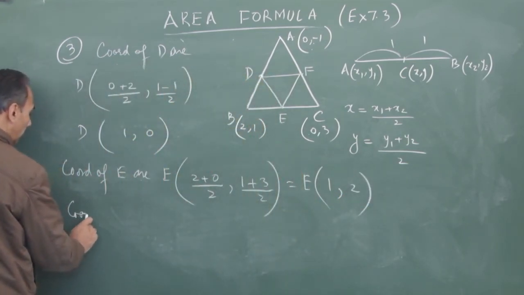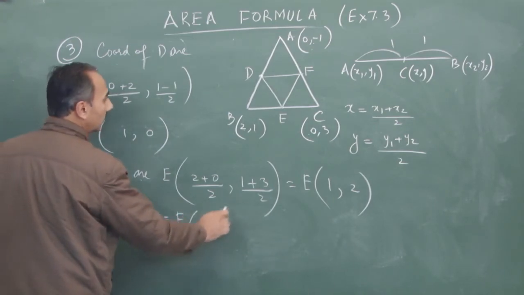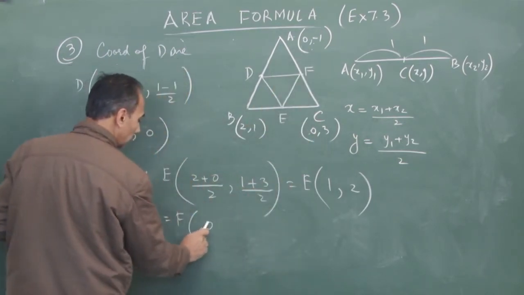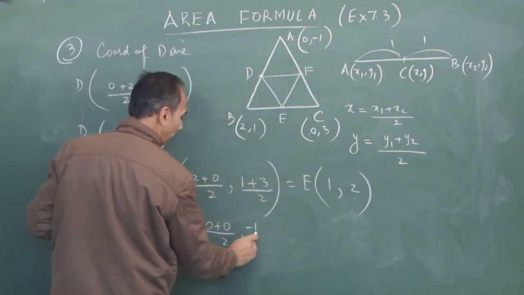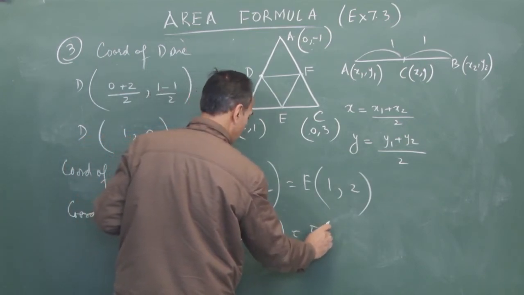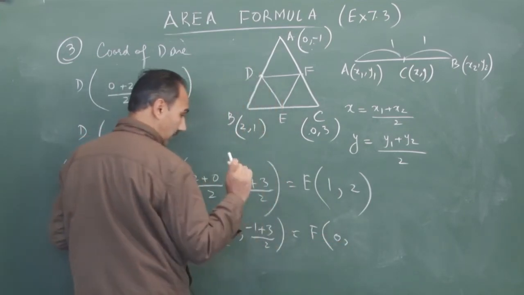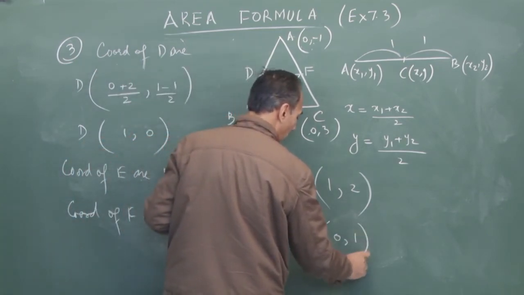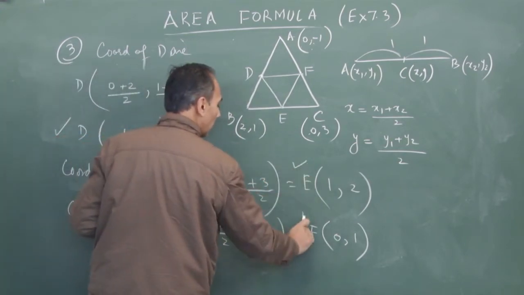Now we'll find coordinates of F. Let's move on to F. That means (0 plus 0) by 2, comma, (minus 1 plus 3) by 2. That is, F is 0 plus 0, 0 by 2. 0 by any number is 0, except 0. Mind it. 3 minus 1, 2. 2 by 2 is 1. So we prepared coordinates of D, coordinates of E, and coordinates of F.